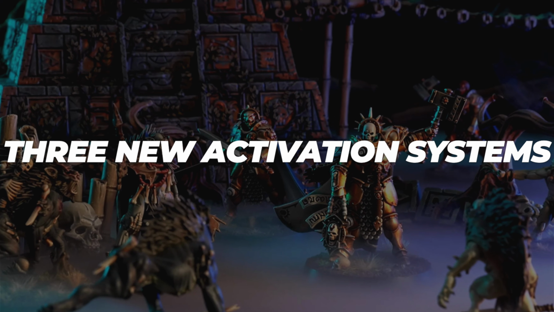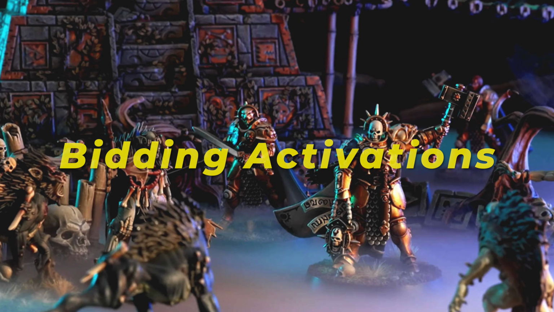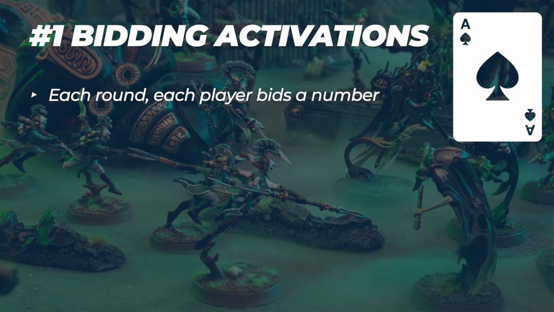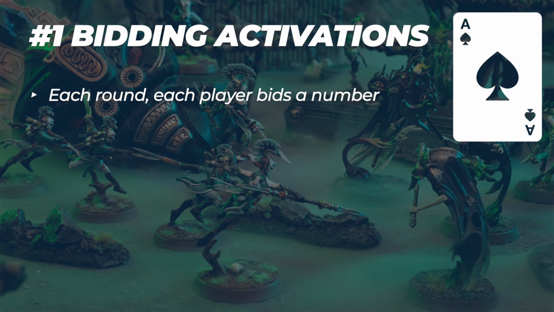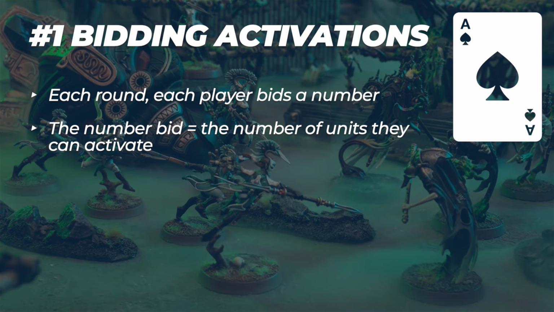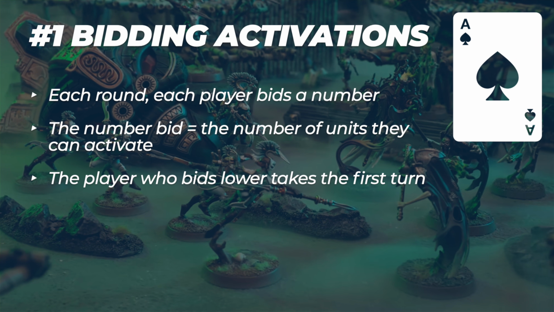The first one that comes to mind is one that incorporates bidding, so I'm going to call it bidding activations. Let's imagine at the start of each round, each player secretly bids a number. And to make this interesting, we'll say this is I go, you go, and the number a player bids equals the number of units they get to activate on their turn. But the player who bids the lower number gets to activate first.